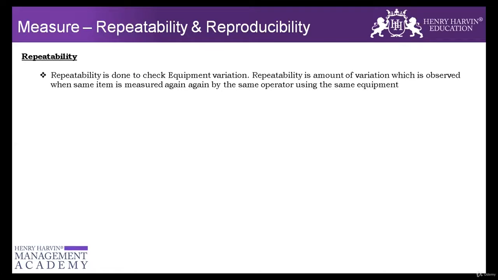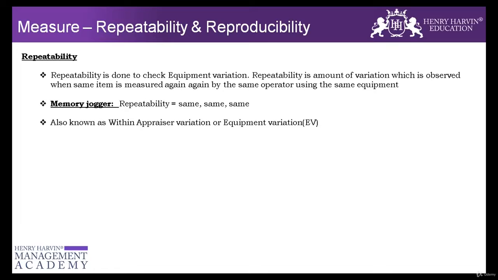So repeatability is to check the equipment variation. Repeatability is the amount of variation which is observed when the same item is measured again and again using the same operator, using the same equipment. So it is same, and same. It is also known as within appraiser variation or equipment variation, because here there is either an appraiser variation, or an equipment variation, or a variation between the first trial and the second trial. So this is repeatability: the same person measuring the same piece with the same equipment.